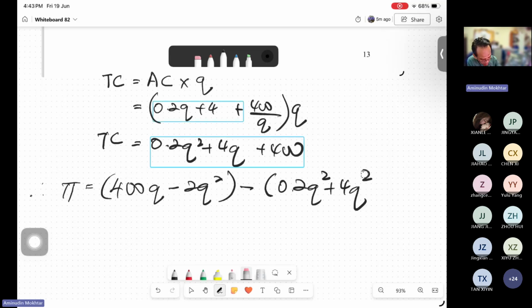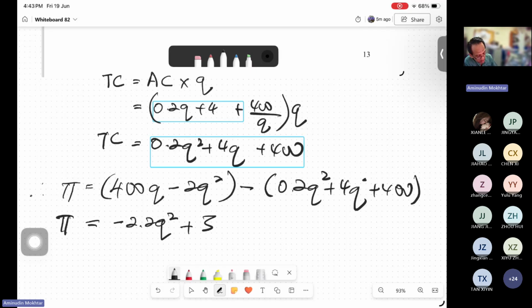4Q plus 400. So we get pi equal to negative 2.2Q squared plus 369Q minus 400. This is the pi equation, the profit equation.